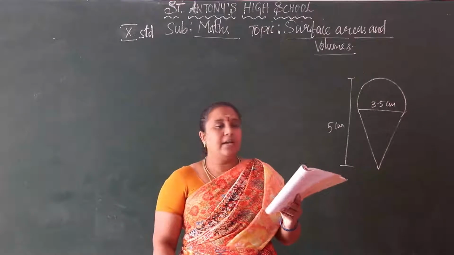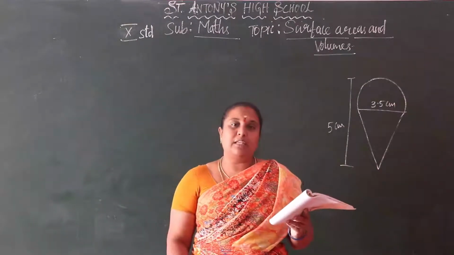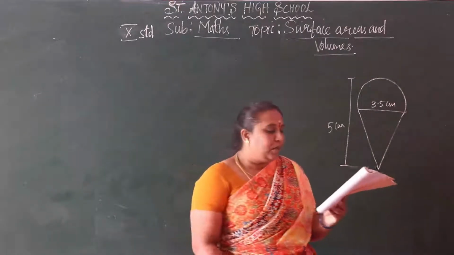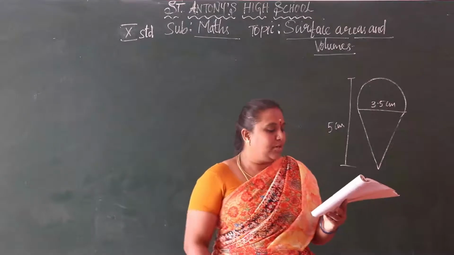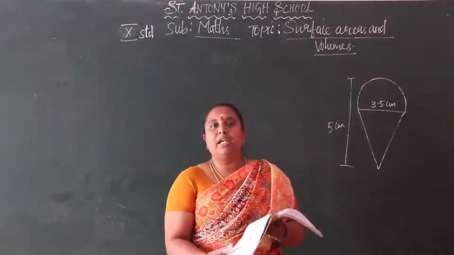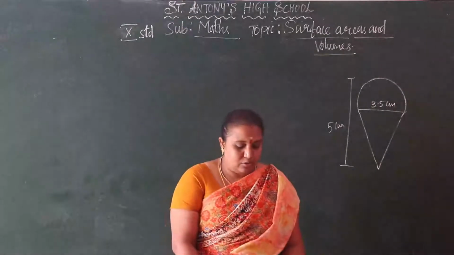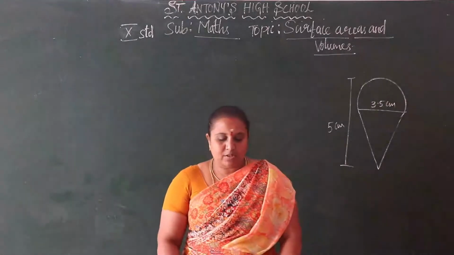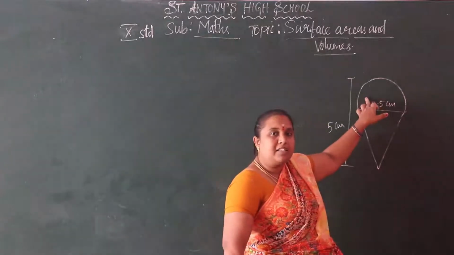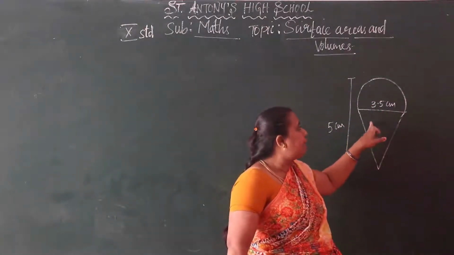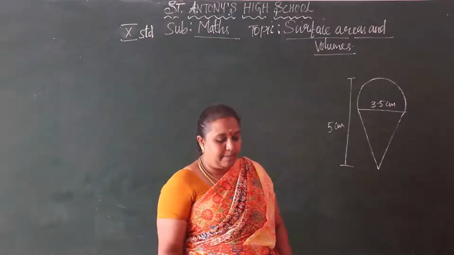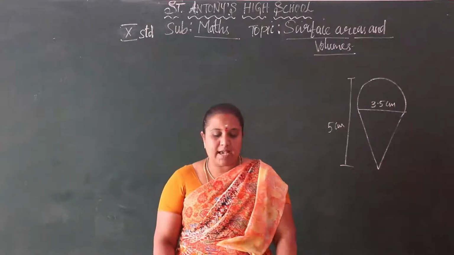Okay, so here pi value is given in your question. Pi equals 22 by 7. Here we have to find the area he has to color on this figure. So we need the formula of the area of a hemisphere and the formula of the area of a cone. What is the formula he has to find out?